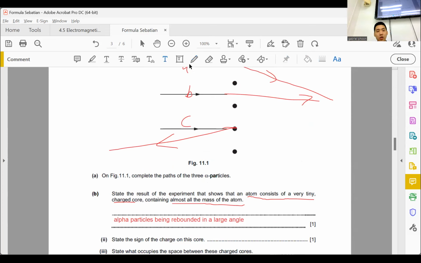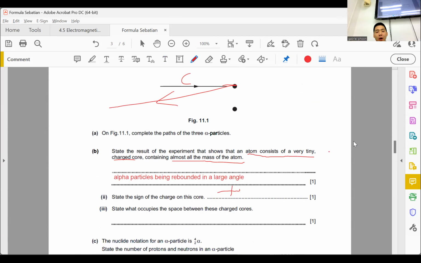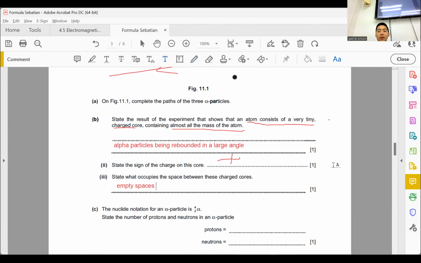State the sign of the charge of this core here. What kind of sign should it be? Positive charge. For sure, the nucleus must be positive charge. Then state what occupies the space in between these charged cores. What occupies these things, Abigail? Empty spaces, empty spaces in between the charged cores. Then the proton and neutron, how much and how much?